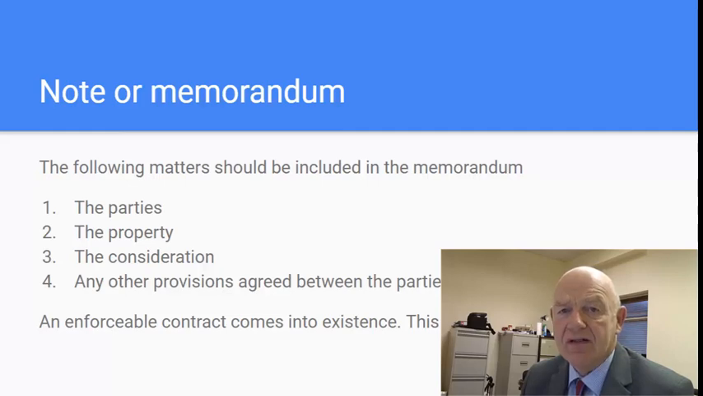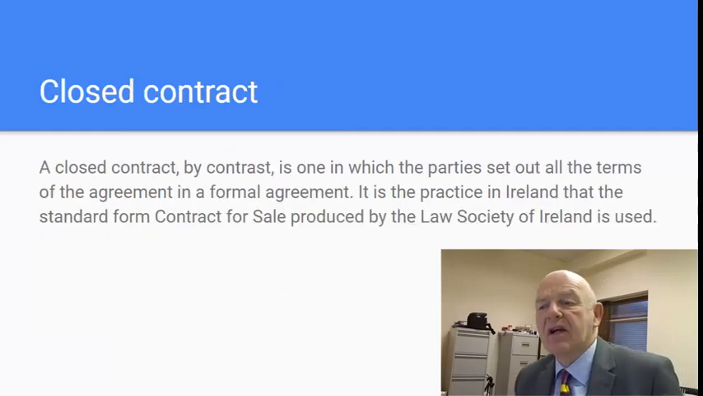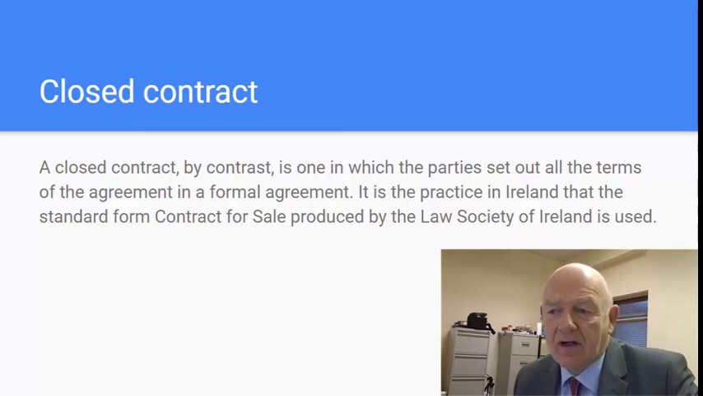However, a closed contract, by contrast, is one in which the parties set out all of the terms of the agreement in a formal agreement. And in Ireland nowadays, the standard form contract for sale produced by the Law Society of Ireland is used, and this contains many general conditions, and then the parties agree special conditions between themselves, and then that contract will be a closed contract because all of the provisions of the agreement between the parties are contained in the contract.